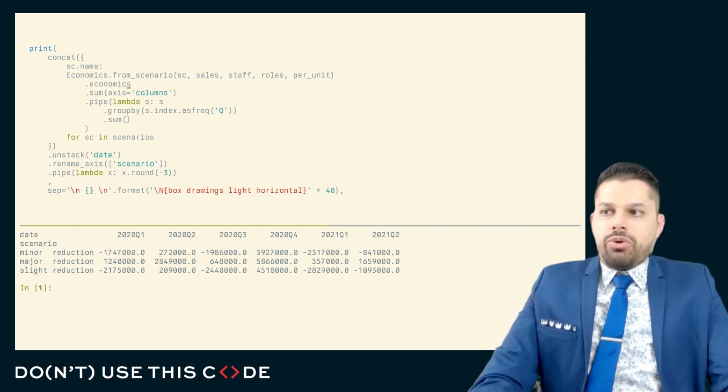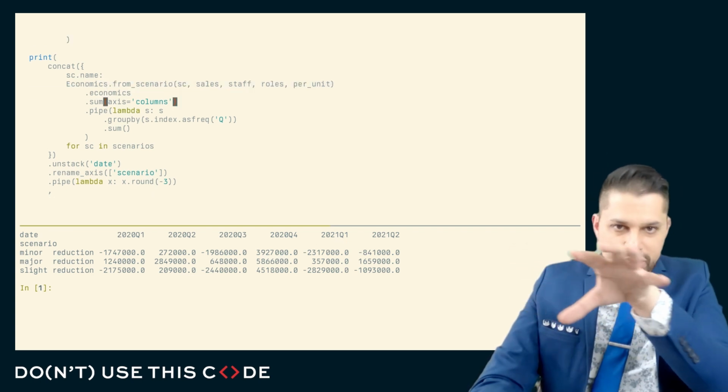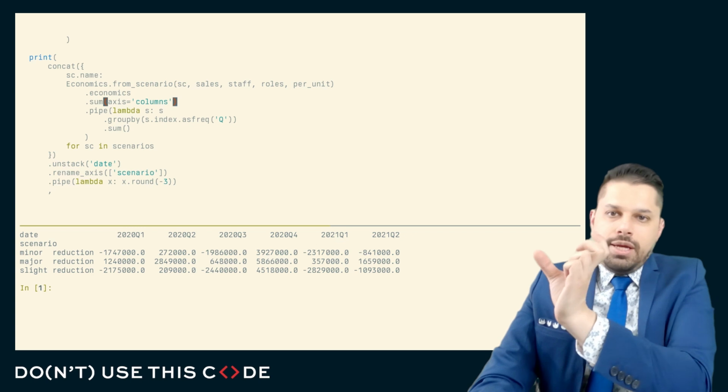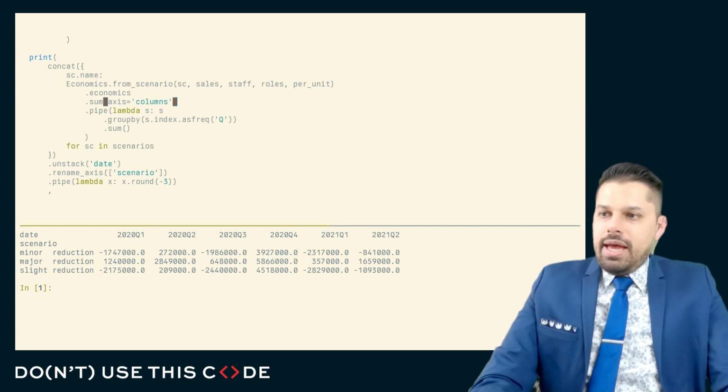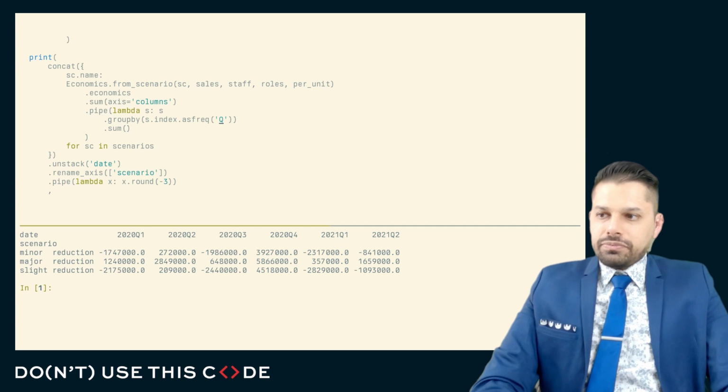And we'll just generate one of these economics objects. We'll take the economics information that it has. We'll sum this across the columns to sum the COGS, the income, and the staff costs. And then we'll just regroup this by financial quarter.